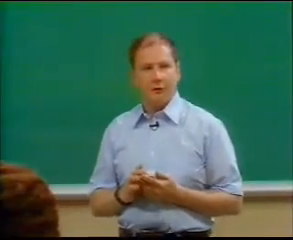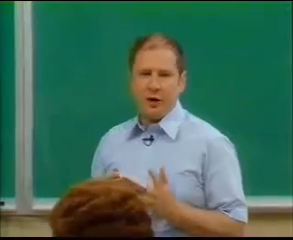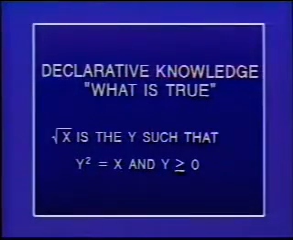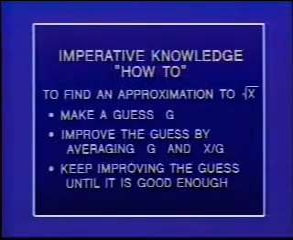Let's take a look. Here is a piece of mathematics that says what a square root is. The square root of x is the number y, such that y squared is equal to x, and y is greater than 0. Now, that's a fine piece of mathematics, but just telling you what a square root is doesn't really say anything about how you might go out and find one. All right, so let's contrast that with a piece of imperative knowledge, how you might go out and find a square root.